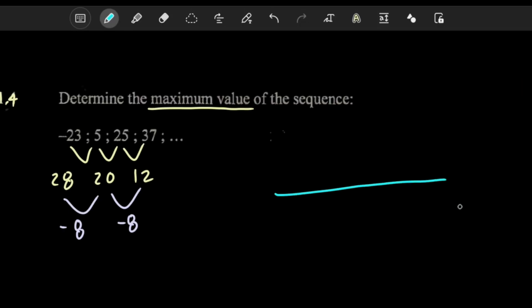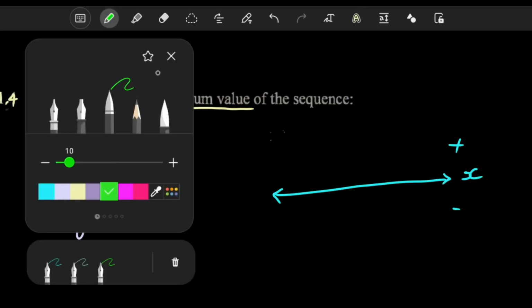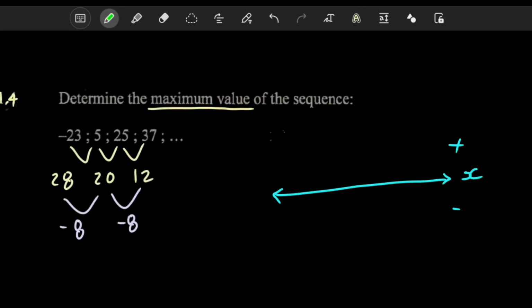Here we have negative numbers down here, and positive numbers up there. This is just an x-axis. I just want to give an idea of how these numbers are behaving. So -23 would be somewhere down here. 5 is a positive number, so that would be somewhere up there. 25 would be up there. 37 would still be going up. So let's see what comes after 37 out of curiosity.